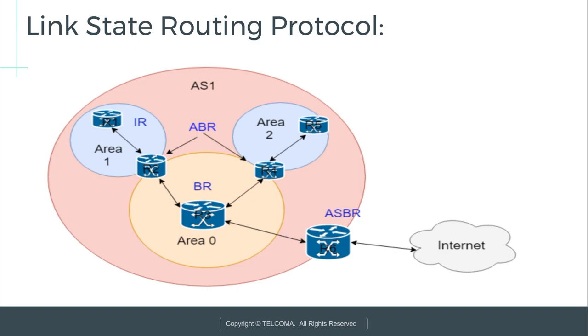Next is ASBR, that is autonomous system boundary router. So ASBRs are the routers which are used to exchange routing information with routers of the other autonomous system. So they are used at the boundary of the autonomous system. Next is area boundary router, that is ABR. These routers connect to multiple areas and exchange inter-area routing information. So it makes the connection between the areas.